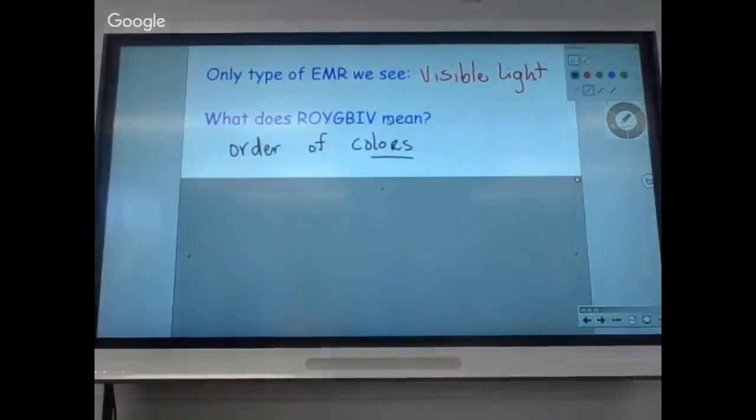The only color that people always struggle with is I. What does I stand for? Yeah, it's the really, really dark blue. So red, orange, yellow, green, blue, indigo, and violet. But Roy G. Biv is just a way for you to remember the order of the colors. It's a mnemonic device that I'm always surprised people don't know.